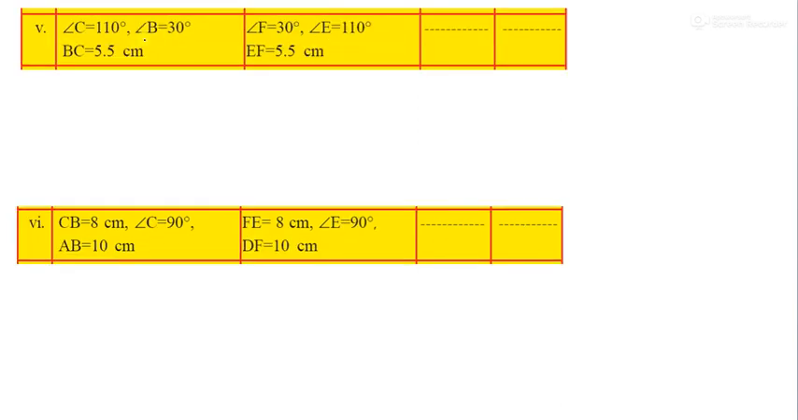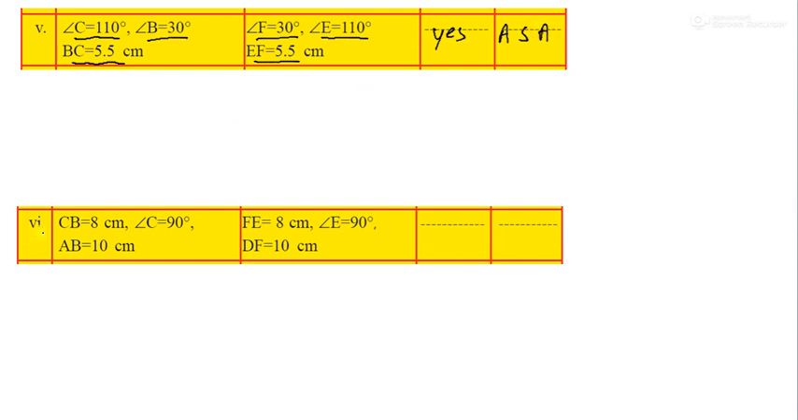Now in this fifth part, angle C is equal to 110, so angle E is equal to 110. Correct. Angle B is equal to 30, so angle F is equal to 30. And one side, BC is equal to 5.5, and EF is equal to 5.5. So it is yes. And which rule? It is angle side angle, ASA.